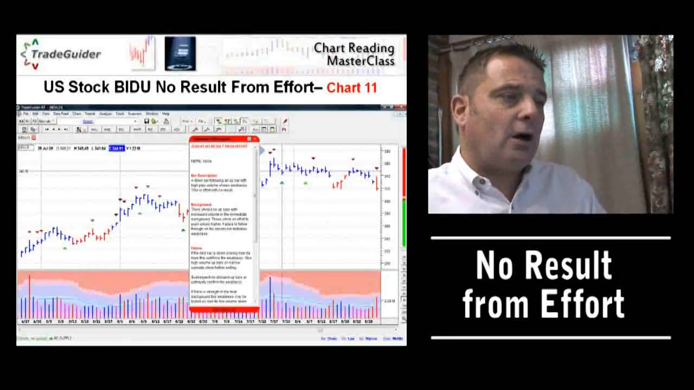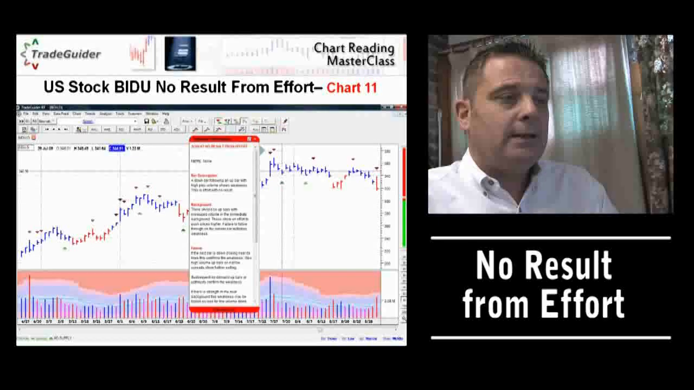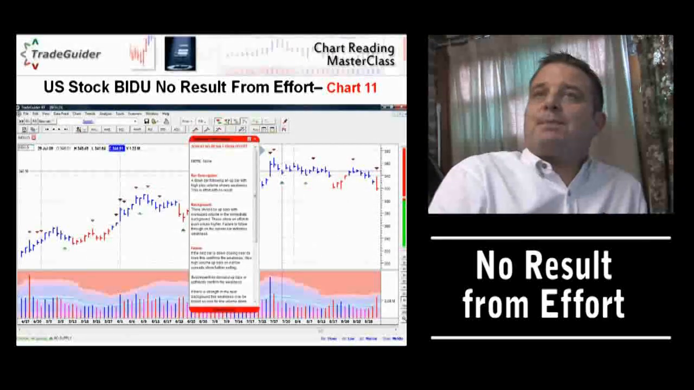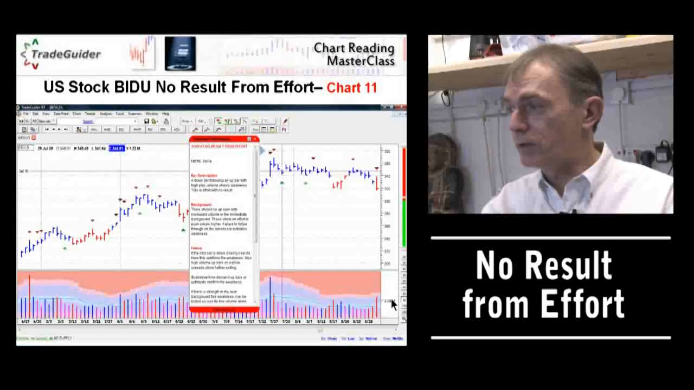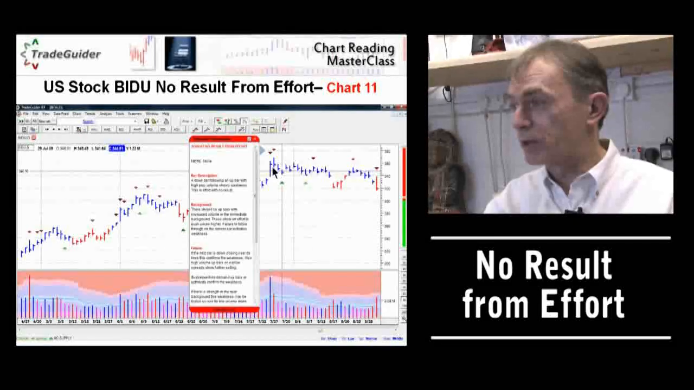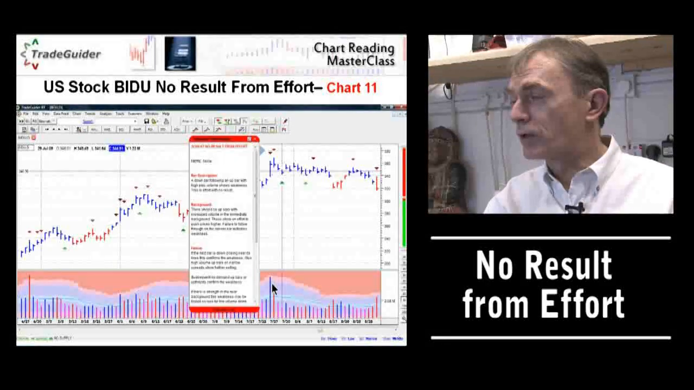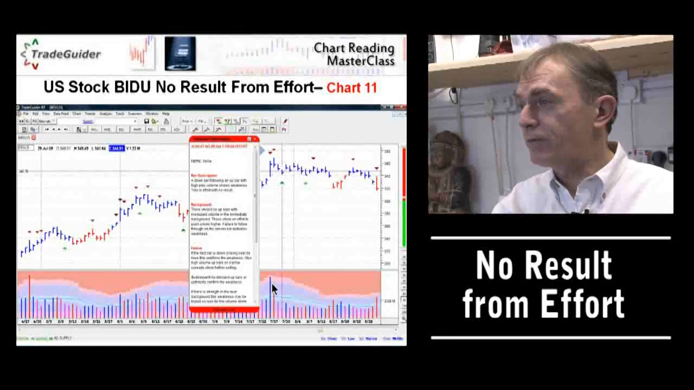Now, Philip, we look at this stock of Baidu, which is a really good example here of how we get no result from effort to rise. Could you just have a look at that and explain what's going on here on that chart? Well, on the first bar, which is the very high volume bar just to the right of the text box, which Gavin is highlighting there, you've got a push up. There's an effort to move upwards.